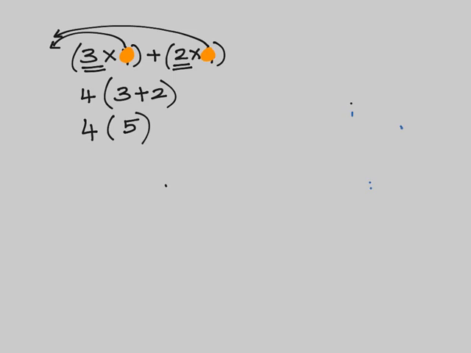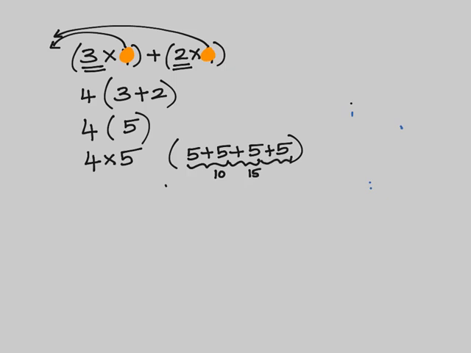4 parentheses 5 means 4 times 5. What is the meaning of 4 times 5? 5 plus 5 plus 5 plus 5. Right? What is 5 plus 5? We know 10. 10 plus 5 is 15. And 15 plus 5 is 20. So the answer is 20. 4 times 5 can also be written as 5 times 4. This is the commutative property that we have already studied.